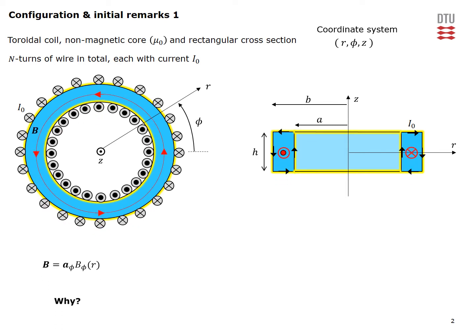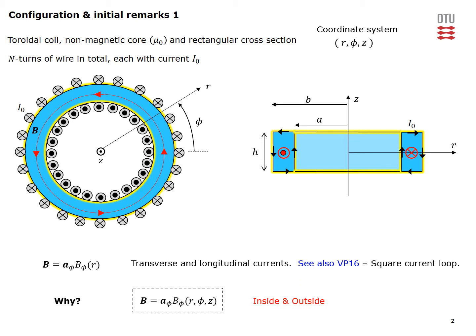We next postulate, or claim, that the B field, which is illustrated on this figure, will only have a phi component, which will be a function of the radial coordinate r, and that this will only exist in the non-magnetic core. And we would like to present a few arguments behind this claim.